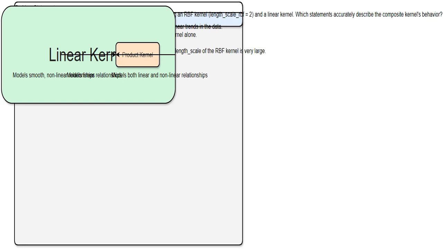A linear kernel creates a simple straight-line relationship between data points. It's the simplest type of relationship. If your data follows a straight line, this is your kernel.